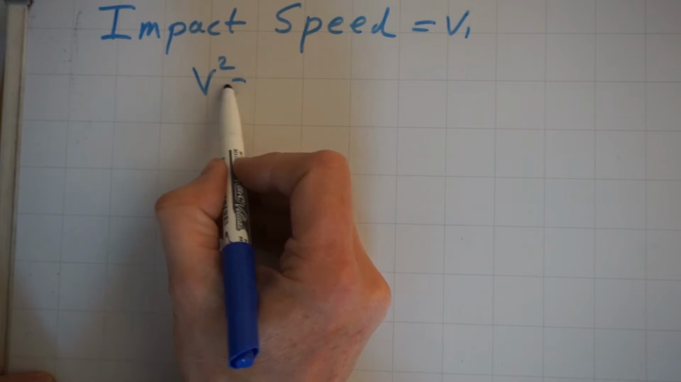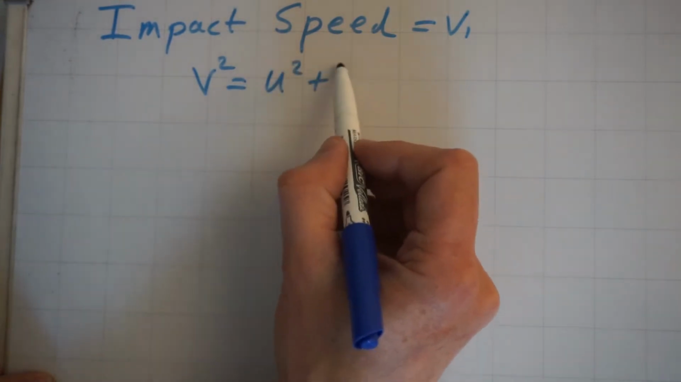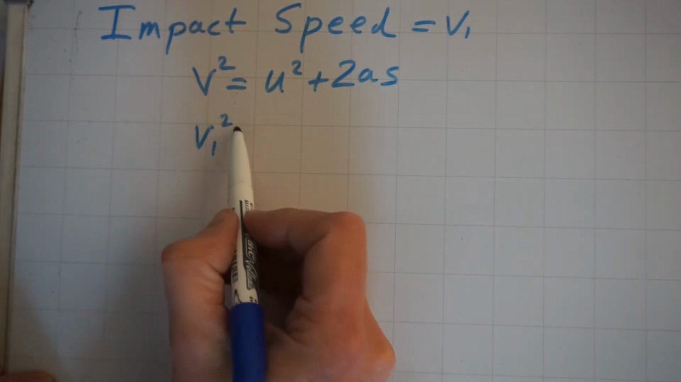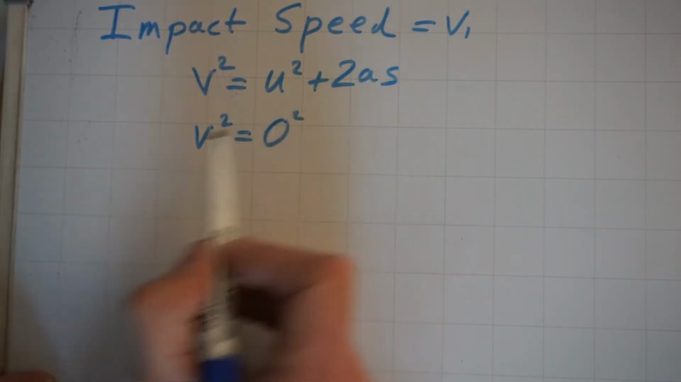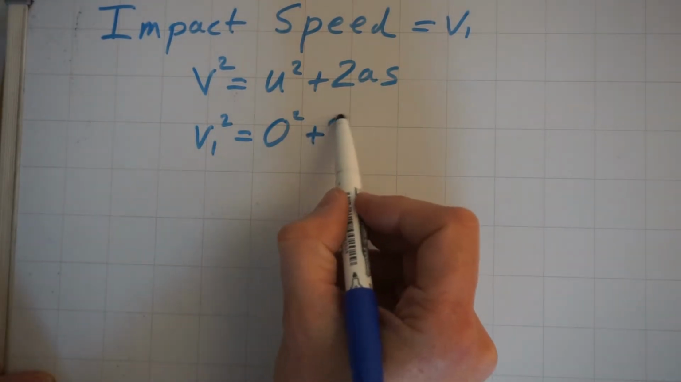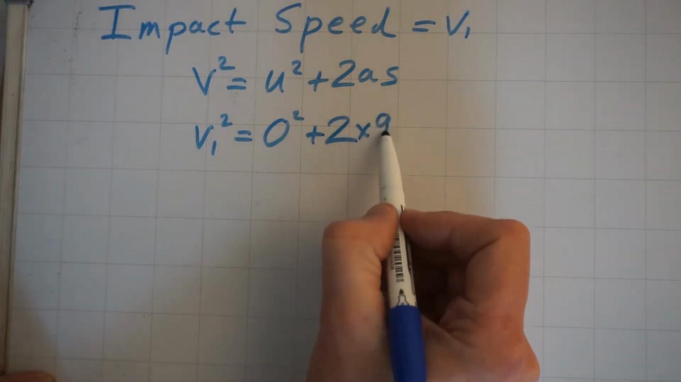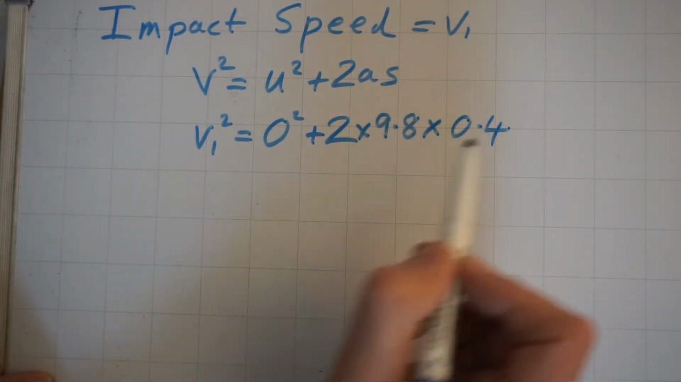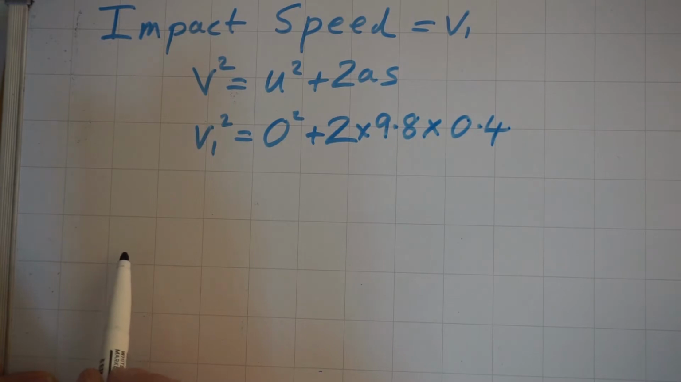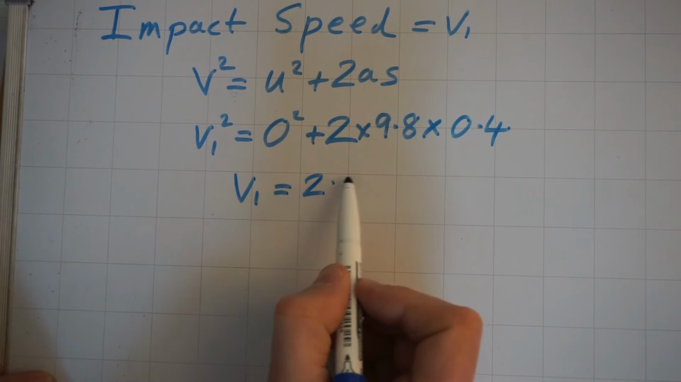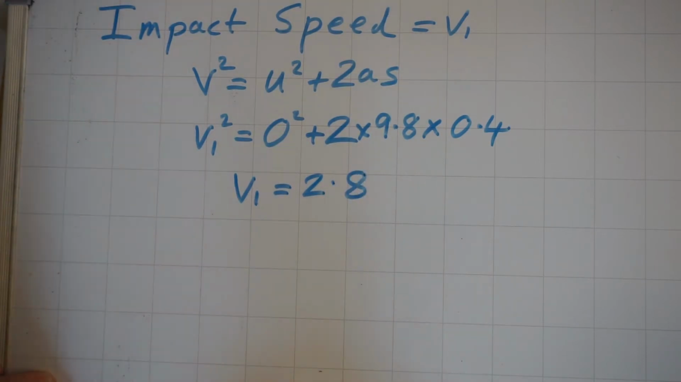Using the equation v squared equals u squared plus 2as, v will be v1, u will be 0 because the marble falls from rest. Because it's falling under gravity, the acceleration will be 9.8 and the distance we know is 40 centimetres or 0.4 metres. Solving this gives us v1 equal to 2.8.